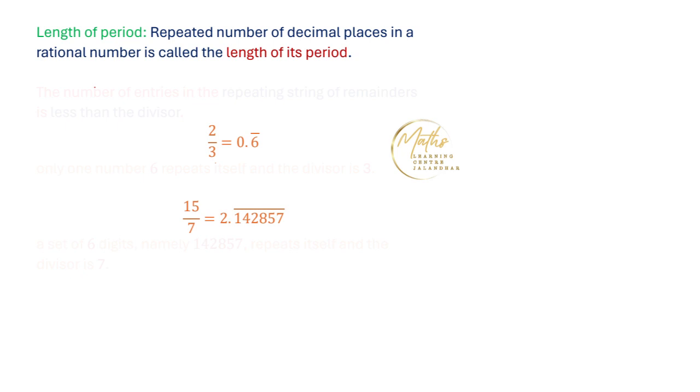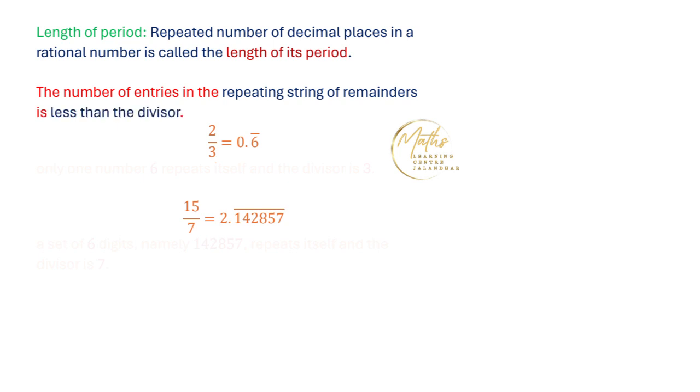Further, we have the result that the number of entries in the repeating string of remainders is less than the divisor. That is, the length of the period is less than the divisor. So in this particular case, we are saying only one number 6 is repeating. It means that the length of the period is 1 and the divisor is 3. So clearly the length of the period is less than the divisor.